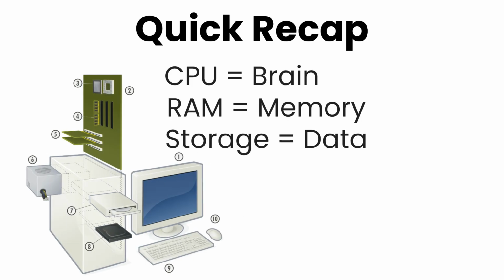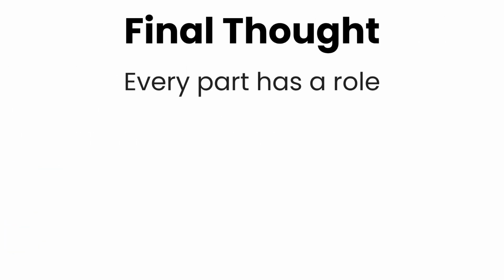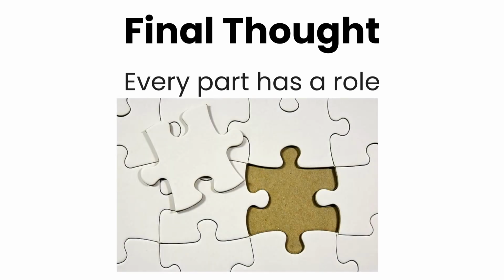To quickly recap, the CPU is the brain, RAM is the short-term memory, and storage holds your long-term data. The final thought is that every part has a critical role in the computer system. They all fit together like pieces of a puzzle.